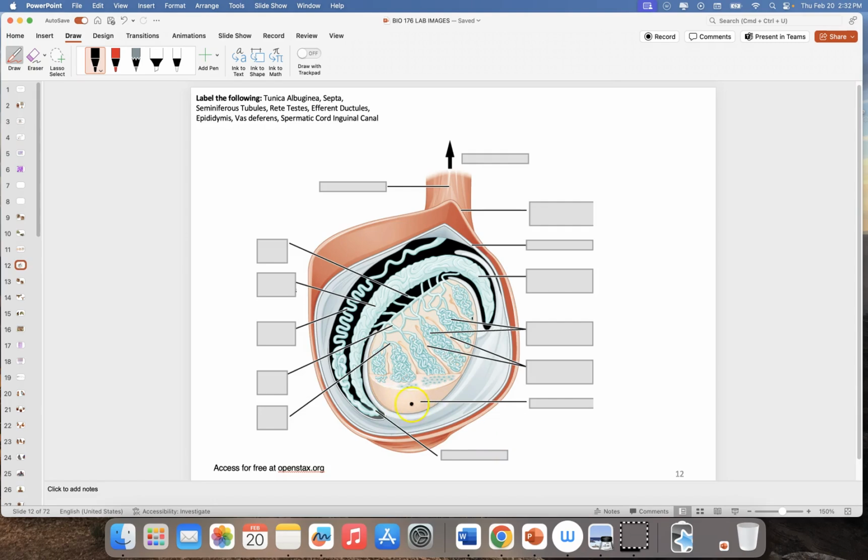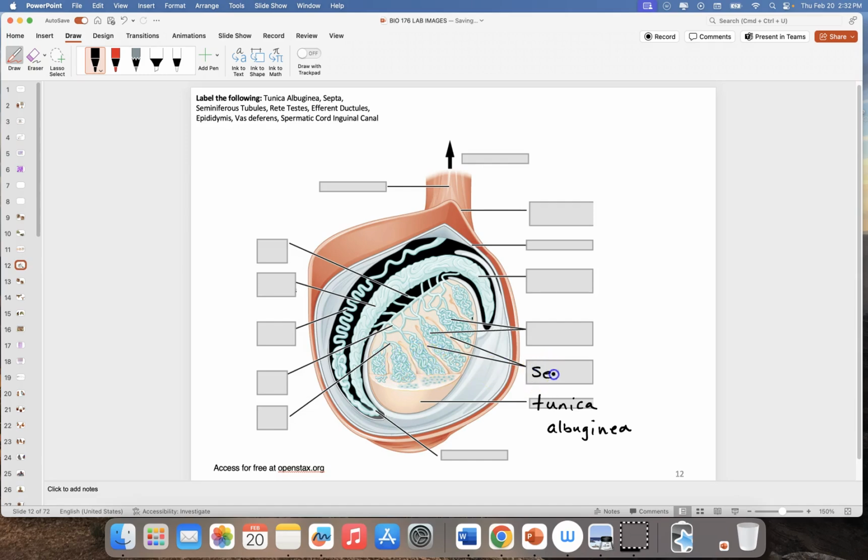The outer covering, this outer tough connective tissue outside the testes, is the tunica albuginea. And what's going to happen is this tunica albuginea is going to move into the testis and form these walls or partitions between the seminiferous tubules that we see here.